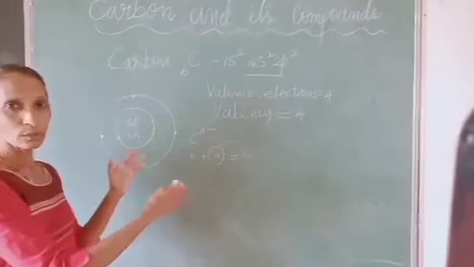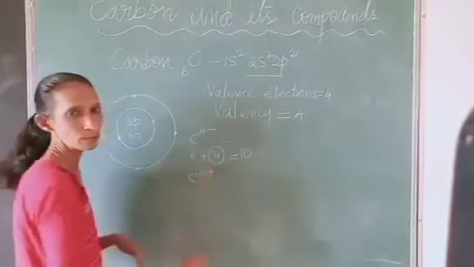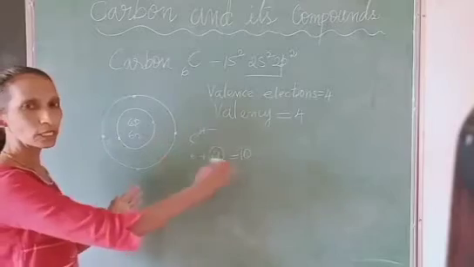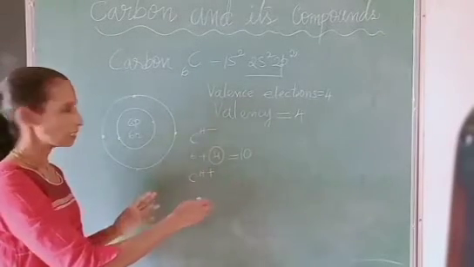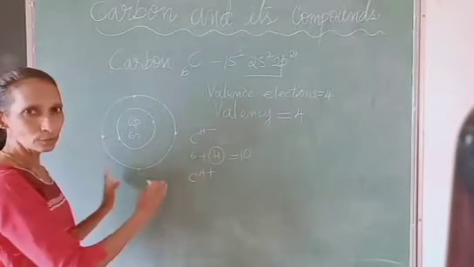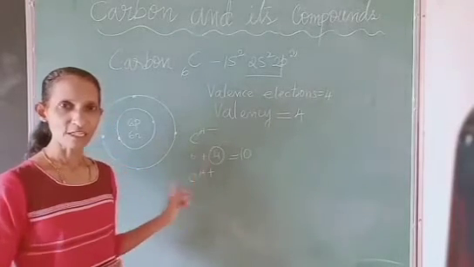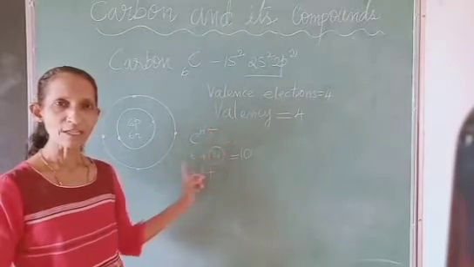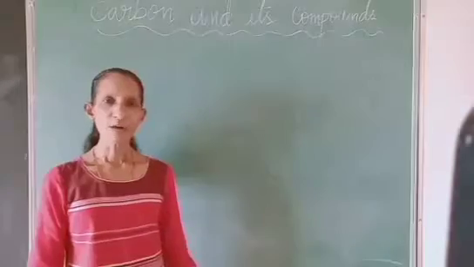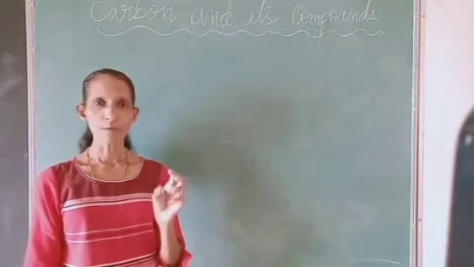It could lose 4 electrons from its outermost shell to form C4+. But it requires more energy to lose 4 electrons from the outermost shell with 6 protons in the nucleus with only 2 electrons remaining. To overcome this problem, carbon shares its valence electrons with other carbon atoms or the atoms of other elements. How carbon shares its valence electrons to form its compound called methane.